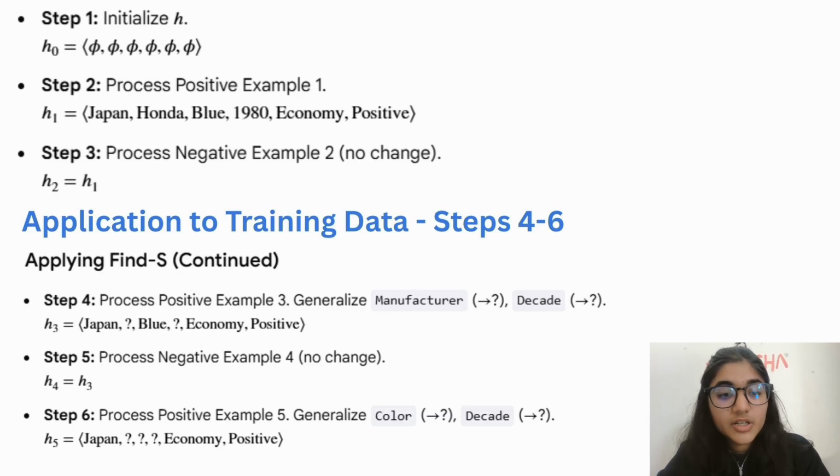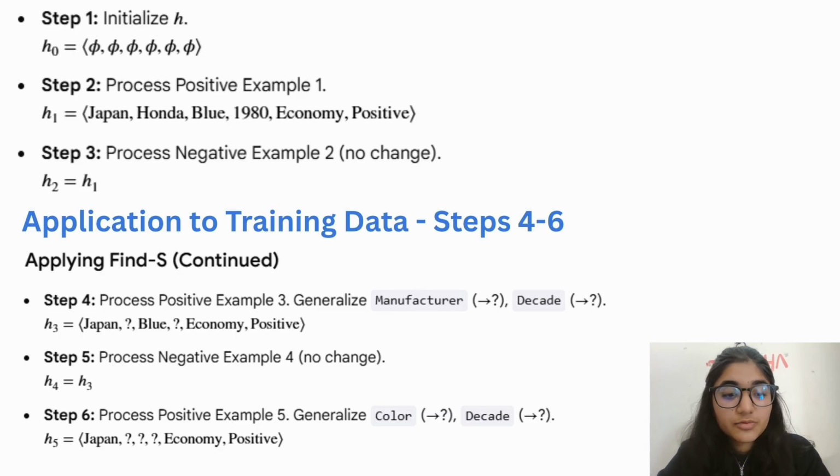Then this step continues. The application to the training data sets is from steps 4 to 6. Applying Find-S, in step 4, process positive example 3. So we generalize. For manufacturer, we have Japan in both example 1 and 3. Then Honda, we do not have Honda in example 3. Then we have blue, the same. 1980 and 1990 are different, while economy and positive are the same.